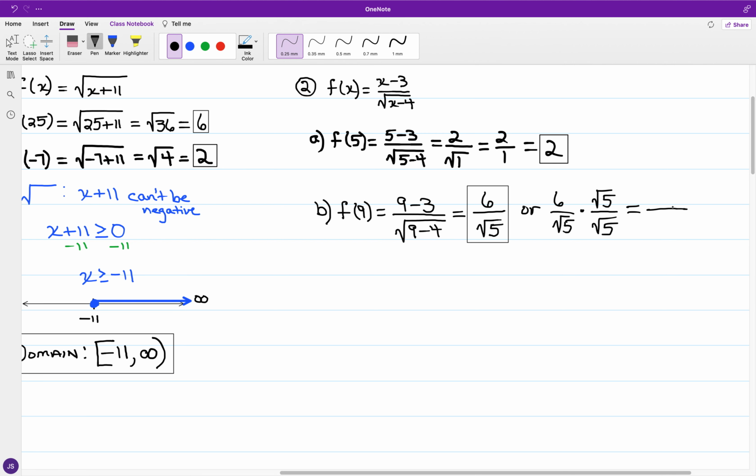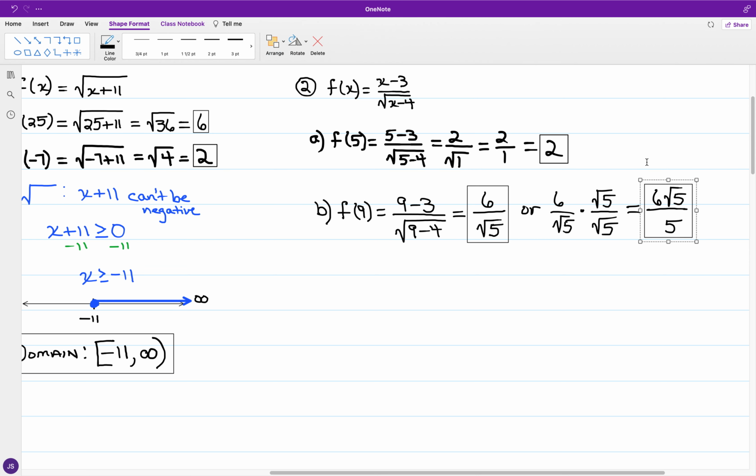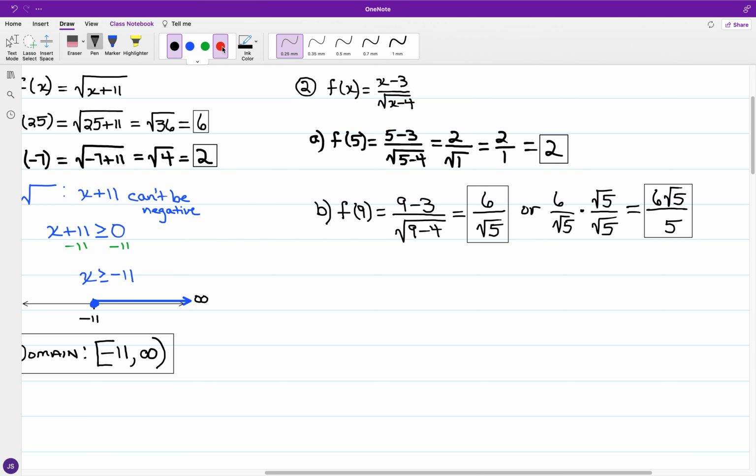And multiplying the numerators and denominators, we have 6 times the square root of 5. And in the denominator, we have the square root of 5 times itself, which will be the square root of 25, which will in turn reduce to 5. Again, 6 over the square root of 5 will suffice. And again, if there were any other way to express the exact form, you would have 6 times the square root of 5 all over 5.